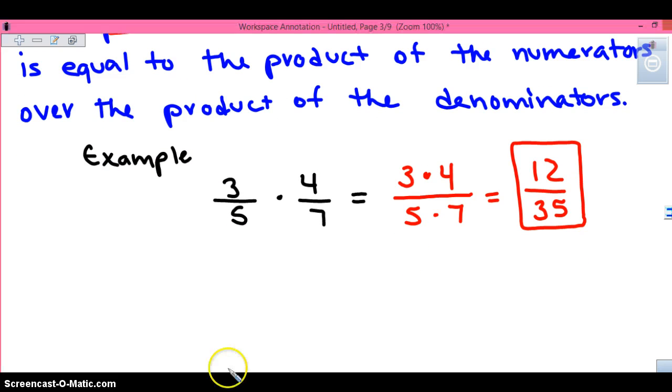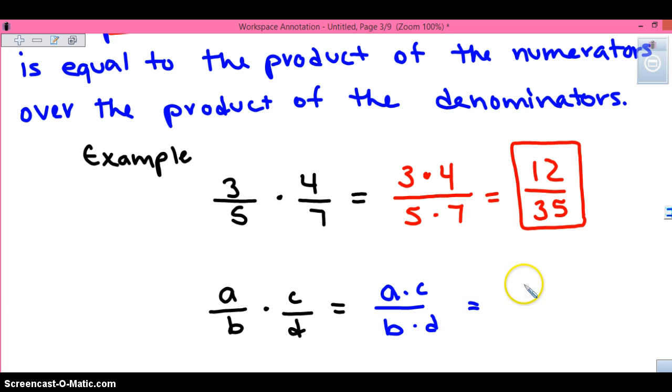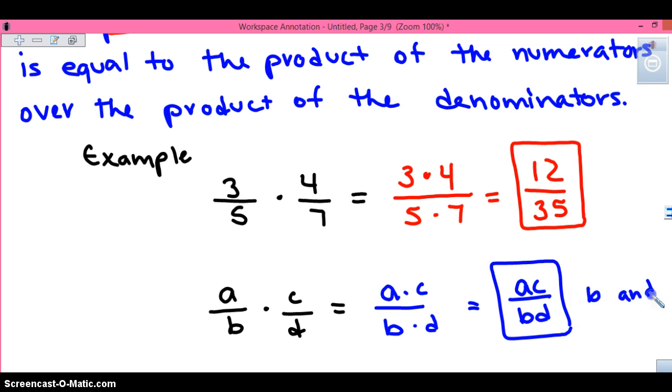So let's say we have to multiply A over B times C over D. This means A times C over B times D, or AC over BD, where B and D are not equal to 0. In a fraction, we cannot have a 0 in the denominator.